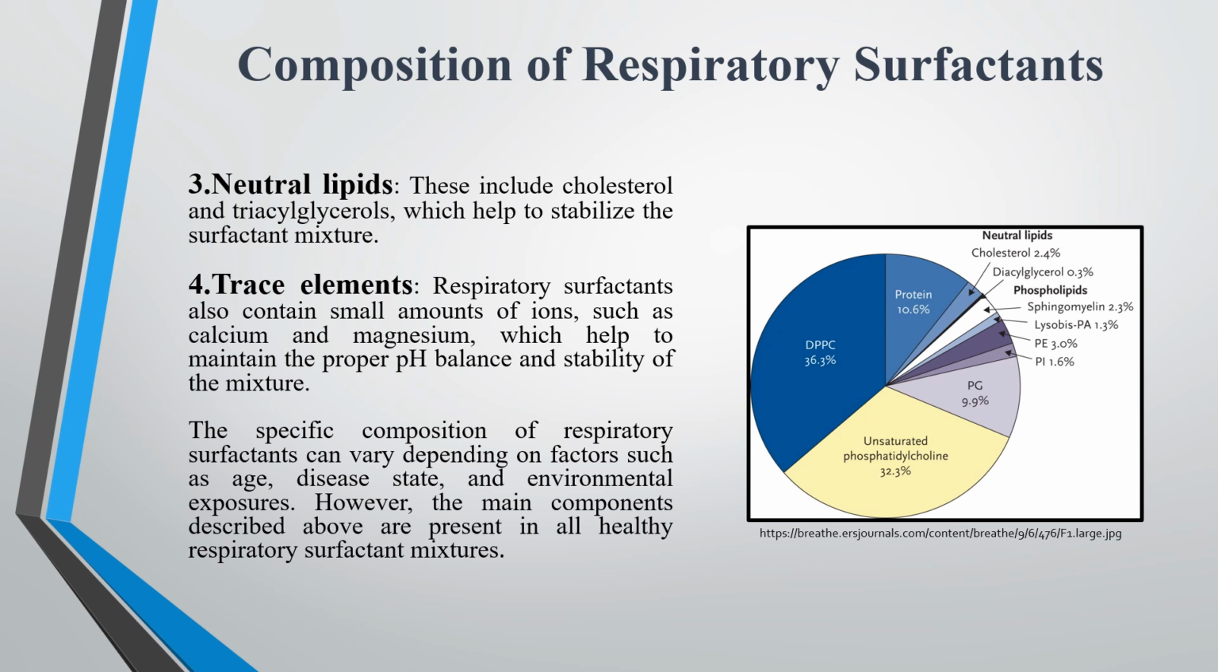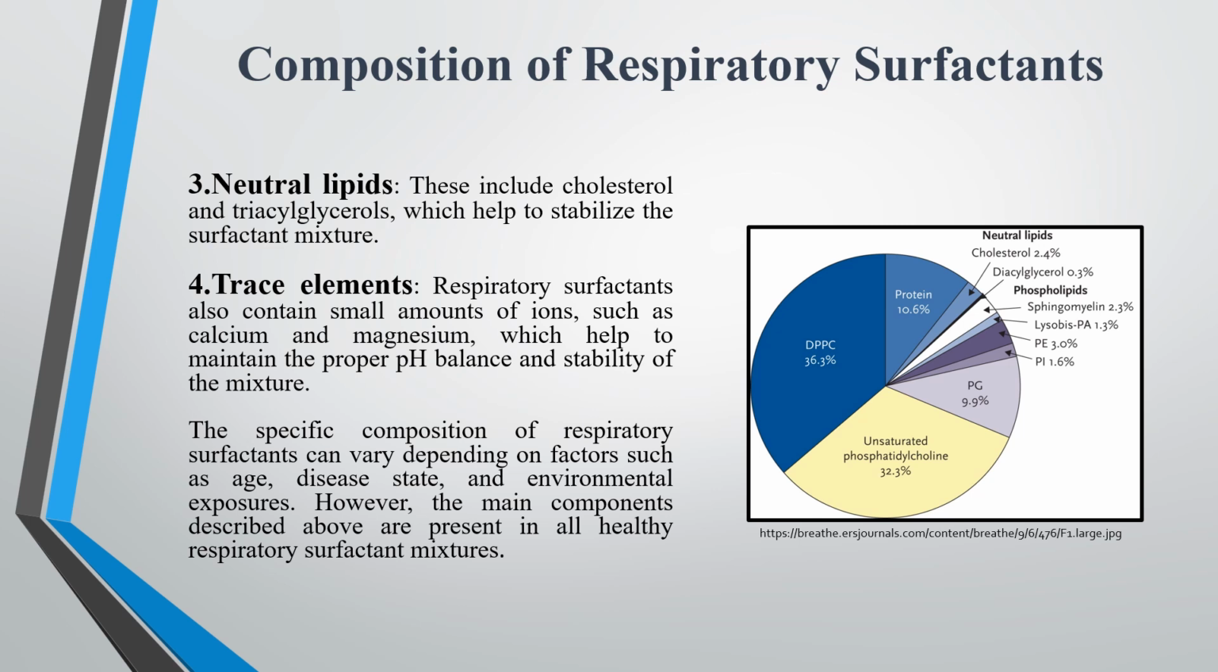Neutral lipids, such as cholesterol and triglycerides, stabilize the surfactant mixture. Cholesterol is particularly important for stabilizing the hydrophobic proteins SP-B and SP-C, essential for reducing the surface tension. Trace elements like calcium and magnesium help to maintain the proper pH balance and stability of the mixture. Calcium is also important for activating certain enzymes involved in the synthesis and secretion of respiratory surfactants.